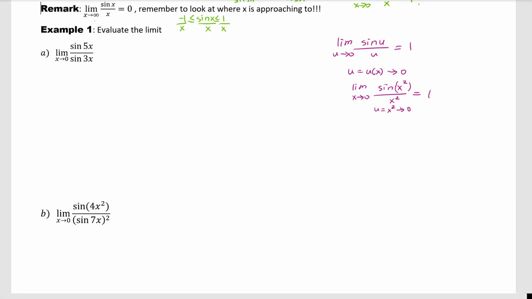Okay? And furthermore, how about when x goes to 0, sine of square root of x over square root of x? Well, u in this case is square root of x. When x goes to 0, u also goes to 0. So this is 1. So as long as a function is going to 0 when x goes to 0, then sine u over u is going to be 1. Okay, so that generalizes to many functions instead of just x.